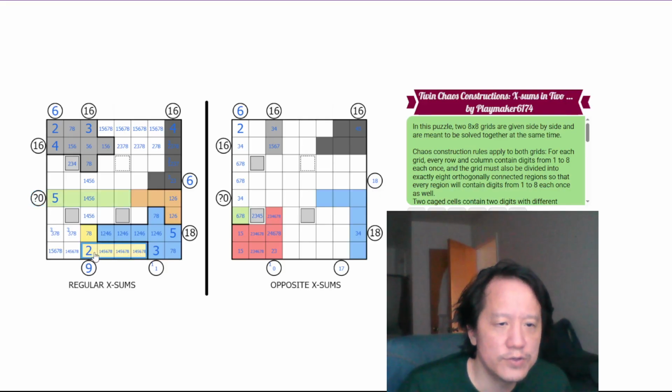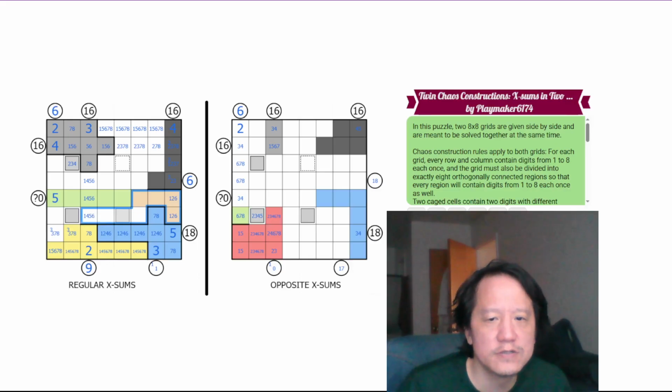1, 2, 3, 4, 5, 6, 7, 8. So we could have yellow there. This cannot be part of orange. And it can't be its own separate region. Can we have enough here? So this would be 1, 2, 3, 4, 5, 6, 7, 8. So we could have orange there, and then this could be green. That is possible.